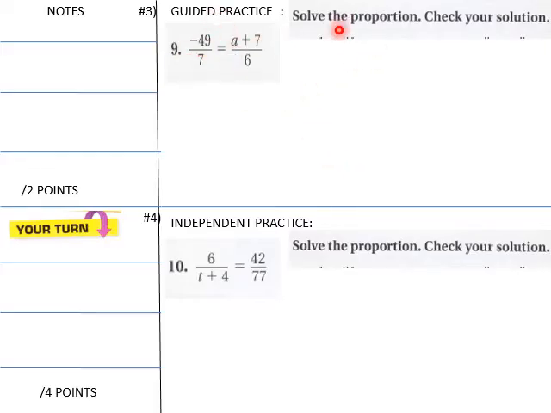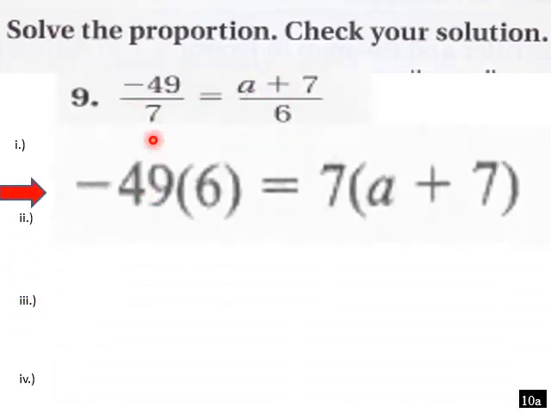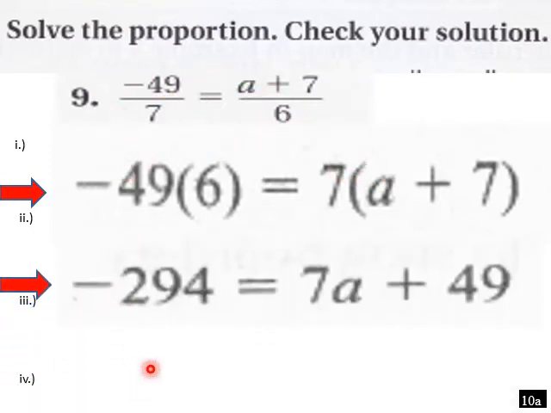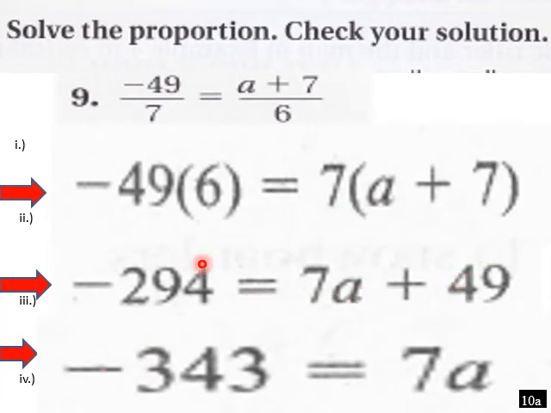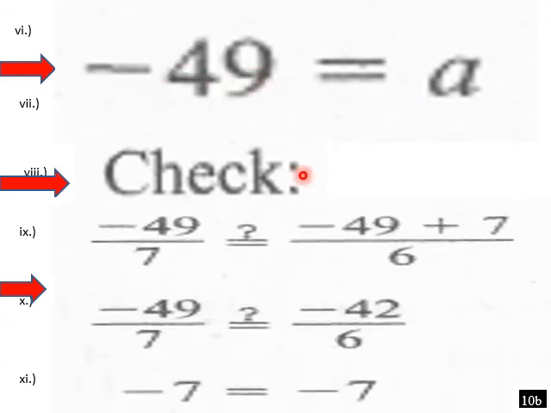Okay, we have guided practice here. Solve the proportion. Students, this is you down here. There's our original. We cross multiply here: 7 times 8 plus 7 times negative 49 times 6. We come up with this number equals this quantity over here. And then we move this over here, so we subtract 49 from both sides. We get negative 343, then we divide through by 7, we get negative 49 equals a, and then here's our check, and it checks out. Negative 7 equals negative 7, yes?